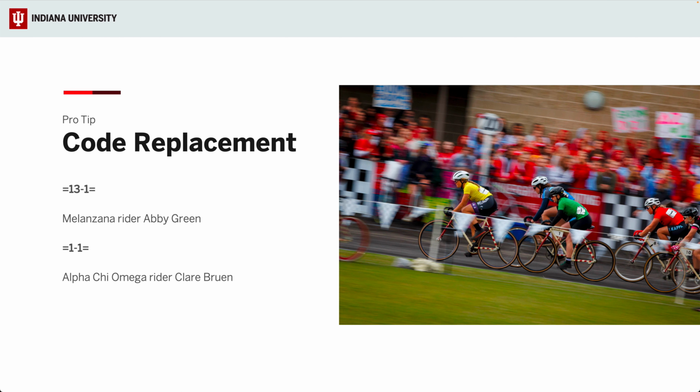So if I wanted to identify the rider in the green, I would type equals 1-1, and then I would get Alpha Chi Omega rider Claire Bruin. And then the rider on the left, you can't quite see her bike number, but it's 13, so equals 13-1, Melanzana rider Abby Green. So that's the way that I set the code replacement up. If you have time to do these before a game or a big event, it could be a little bit of work beforehand, but it saves a ton of time in post and helps you get photos out a lot quicker.